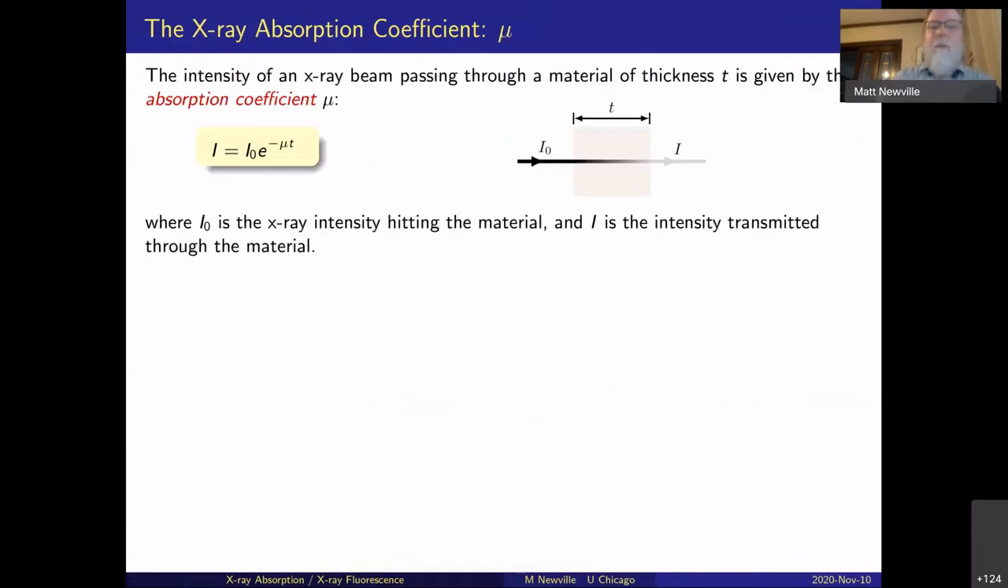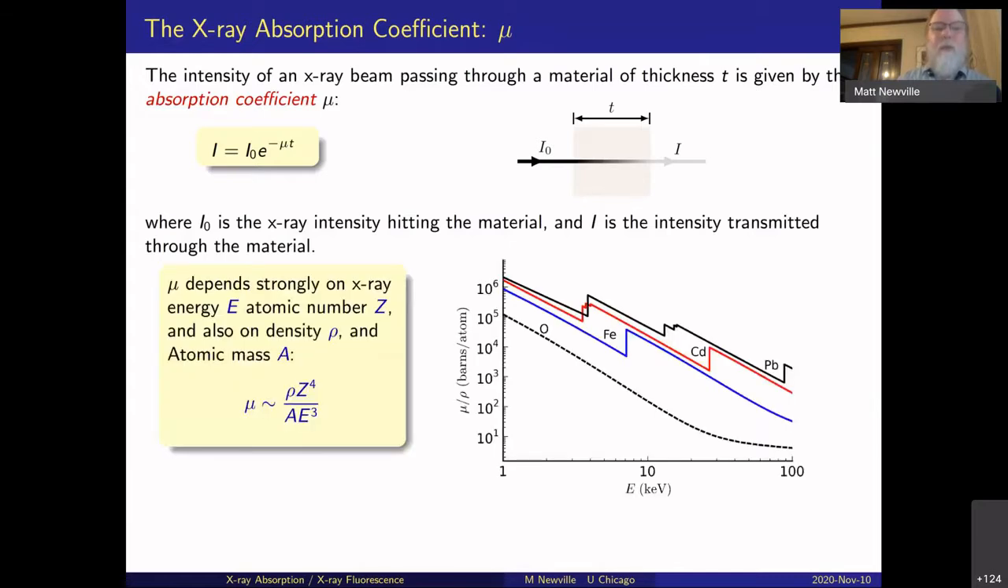Like with most light, X-rays are absorbed, and the way we describe that absorption is by the intensity drop as it travels through a material. So the X-ray absorption coefficient is the exponential drop in intensity as light passes through a material. What's interesting for X-rays, and why it's useful in many medical and other applications, is that the absorption coefficient mu depends very strongly on the energy of the X-ray and on the atomic number of the atom doing the absorption. It will also depend on the density as well.